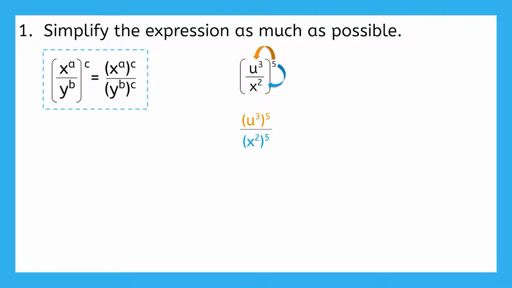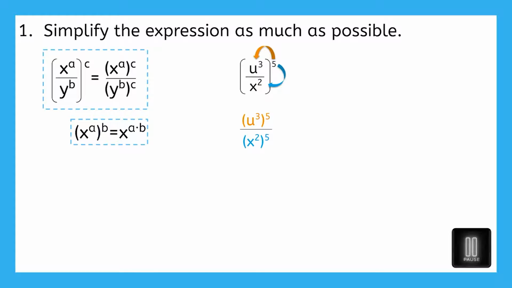Which property do you think we should use from here? In each of these chunks, there's one element inside the parentheses with an exponent being raised to another exponent. Since there's only one element inside each set of parentheses, we need to use the power of a power property, which tells us that we can multiply the exponents. Pause here to simplify the numerator and denominator of this expression using the power of a power property.